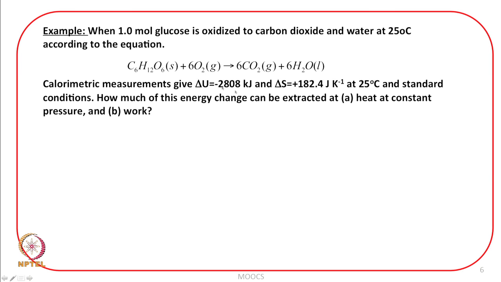The question is, when 1 mole of glucose is oxidized to carbon dioxide and water at 25 degrees Celsius, according to the equation, glucose plus 6 oxygen forming 6 carbon dioxide plus 6 water, calorimetric measurements gave delta U equal to minus 2808 kilojoules and delta S equal to plus 182.4 joules per Kelvin at 25 degrees Celsius and standard conditions. How much of this energy can be extracted as A, heat at constant pressure, and B, work?